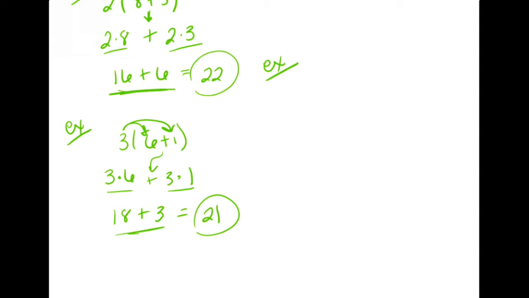Okay, what happens if I have the number I need to distribute on the other side? Well, multiplication is commutative, which means the order doesn't matter. And so I can just go ahead and do the same thing. Carry down the plus sign. And then do our multiplication.